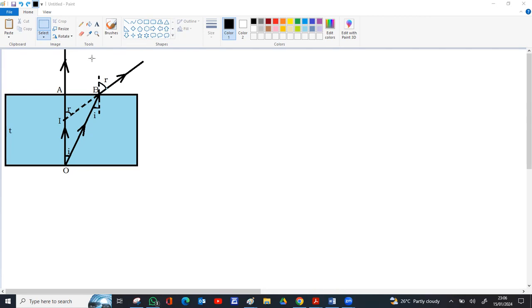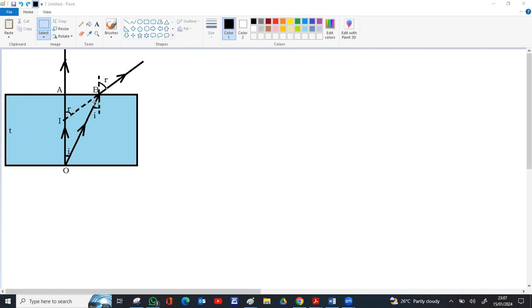If a person standing in the rarer medium is observing this particular point, how does he feel the position of the point O, or how is the bottom of the denser medium appearing to him? The denser medium can be like a glass slab or water like a swimming pool. For image formation, minimum we need two light rays. One light ray from O goes along the normal without any refraction, comes out at A straight.